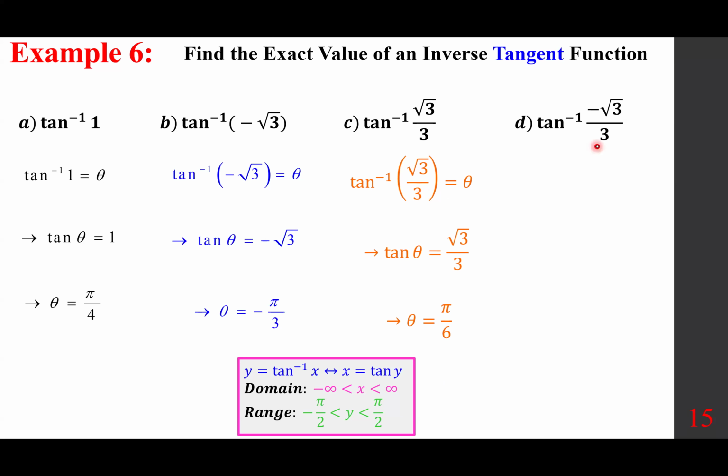What happens here? The same thing. You set it equal to theta, and by definition of an inverse function, tan of theta must be negative square root of 3/3. And again, remember for the inverse tangent, we have the fourth and the first quadrant. Since square root of 3/3 gives us pi/6, negative square root of 3/3 must give us negative pi/6. So pretty straightforward.